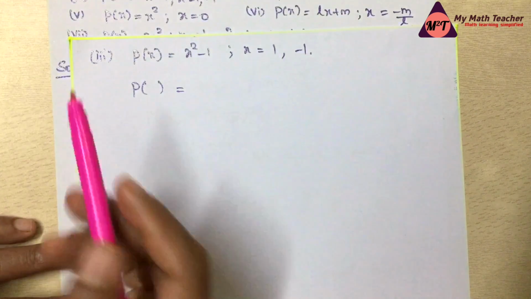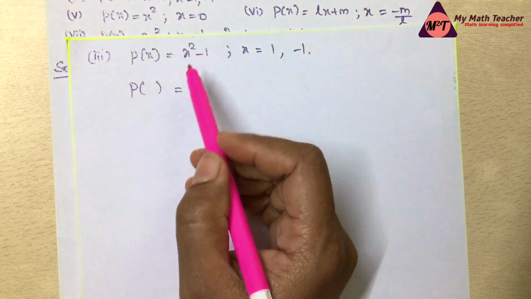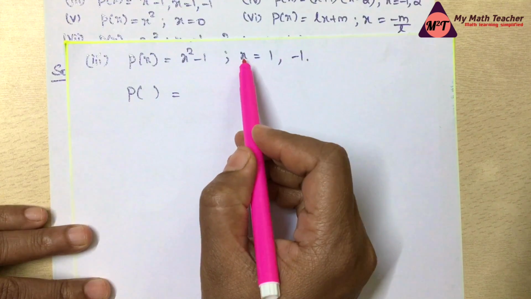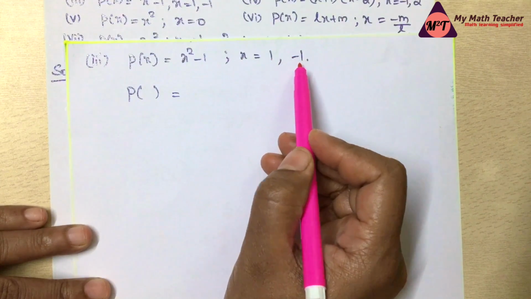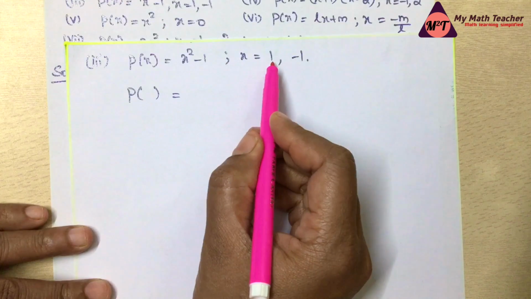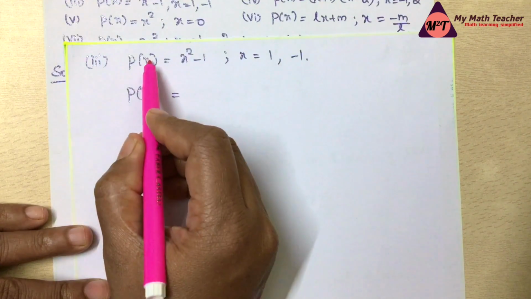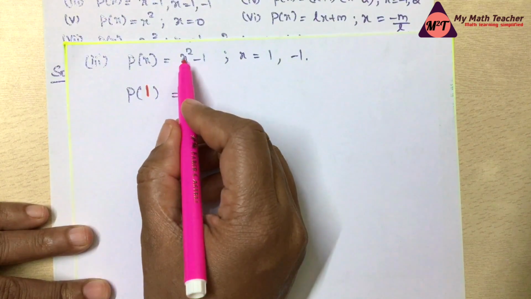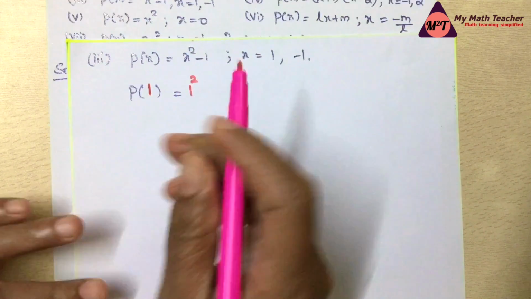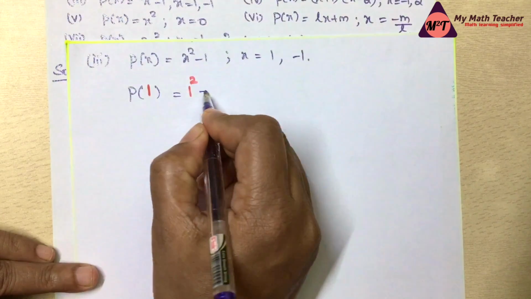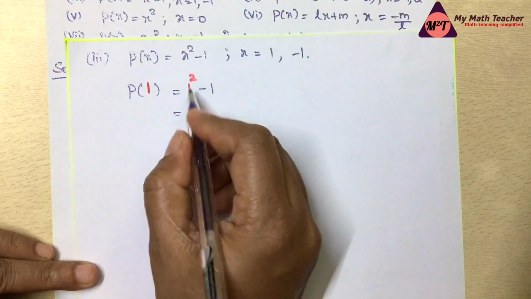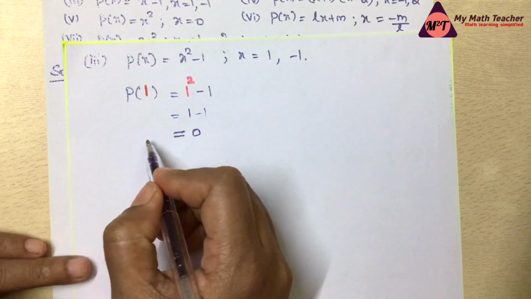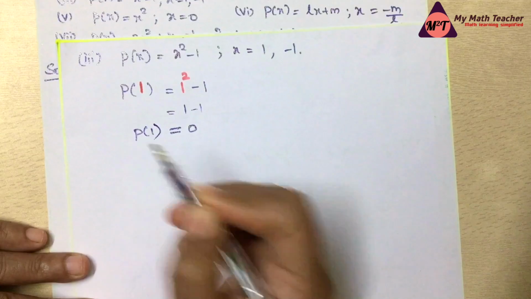The third subdivision, p of x is equal to x square minus 1. Here we have got two values for x. One is 1 and the next one is minus 1. So now let us substitute the first one, which is 1. In the place of x, I am substituting 1 here. So now x square, which is 1 square minus 1. 1 square is 1 only, minus 1, which is equal to 0. Now p of 1 is equal to 0.